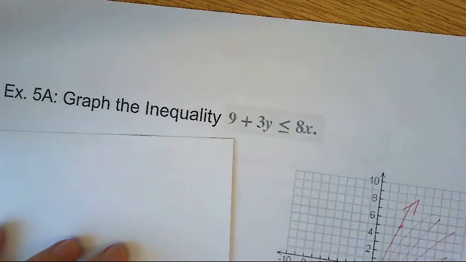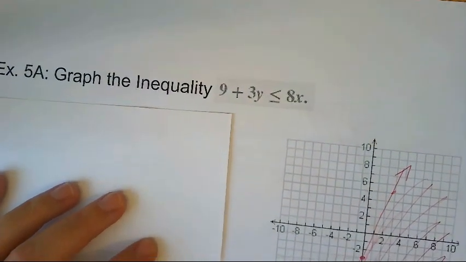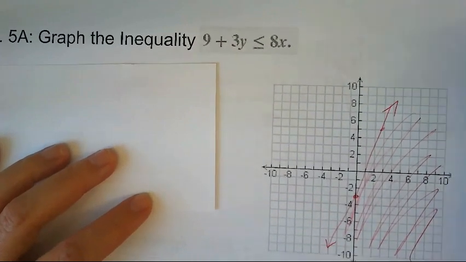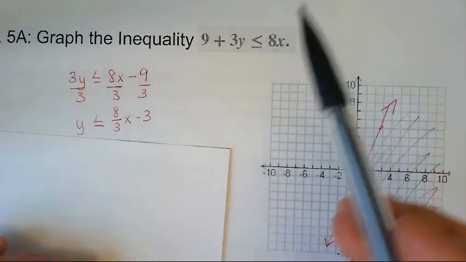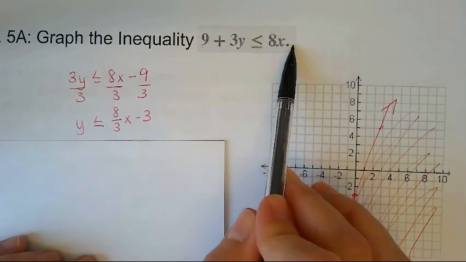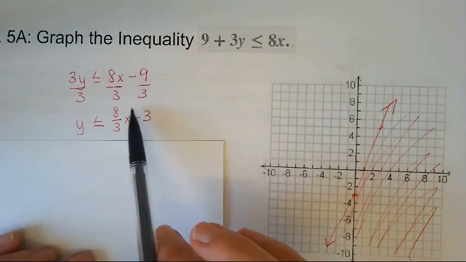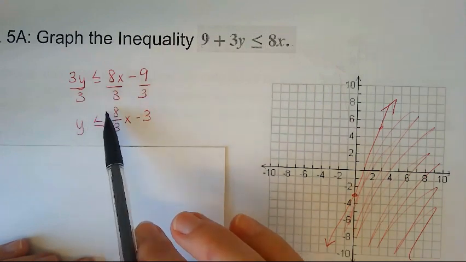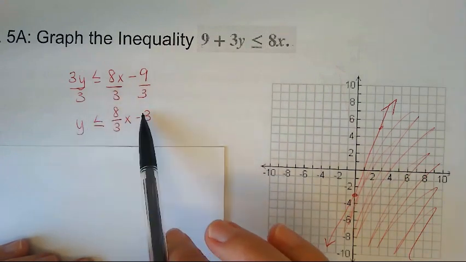Here's just another example if you wanted to take a look at it. Doing the same kind of thing, but now you have a solid line. So still solve it for slope-intercept. I'm going to minus my 9 over and divide by 3. So this is what I got. I didn't have to flip my symbol this time because I didn't divide by a negative, so it stays as is.